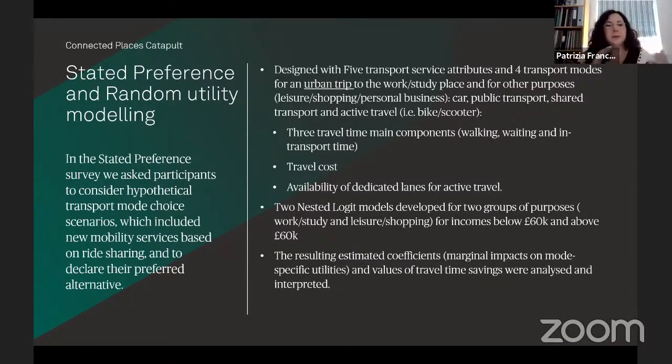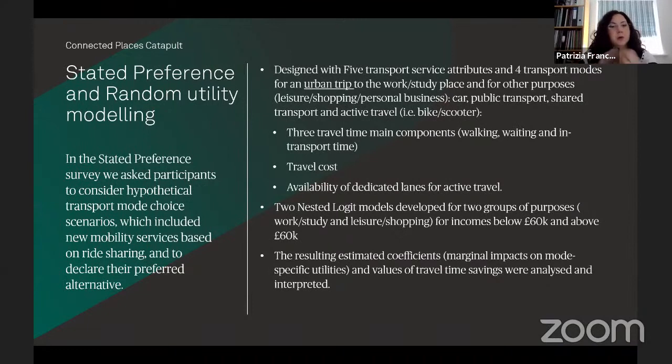The travel time has been split into 3 components: a walking time, a waiting time, and an in-transport time. We also considered the travel costs, proposed with different variability and cost, and also the availability of dedicated lanes for active travel. The modes of transport that we considered are bus and underground, private cars, shared mobility services, and active travel. But active travel is cycling and scooter only, not actual walking. The walking is embedded in each public transport mode and in each other mode of transport. We considered this as a follow-up to generate a nested logit model.